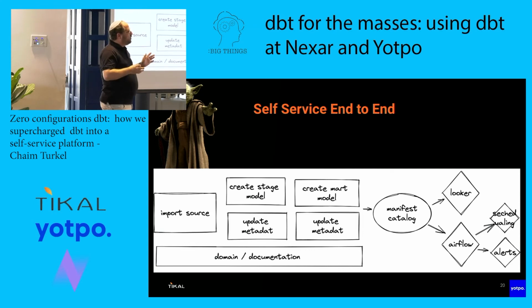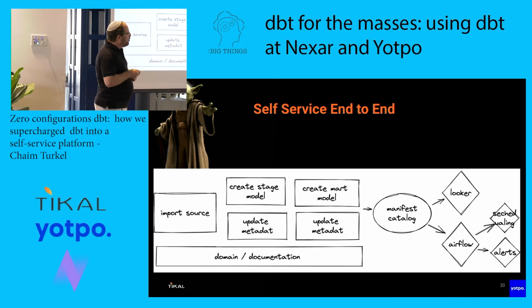So what we're trying to do here also in Yotpo is to bring a self-service end-to-end. And when we mean end-to-end, I'm also looking at the vision in the future. We obviously have this whole idea of the domain and documentation area where we import sources. We have our staging and our marts, which of course have the SQL and all the metadata. dbt generates from this the manifest and the catalog.